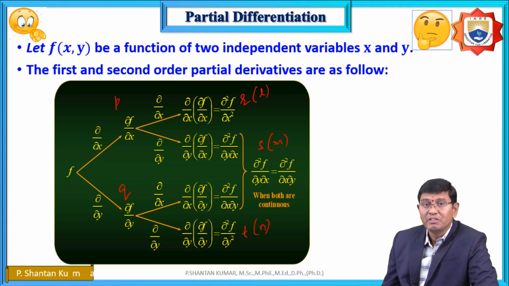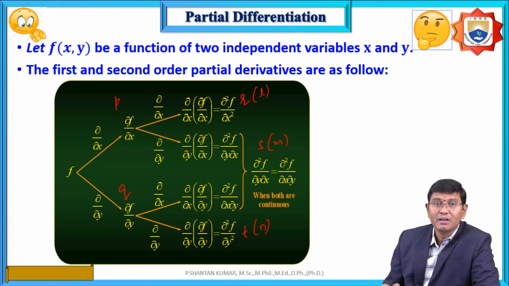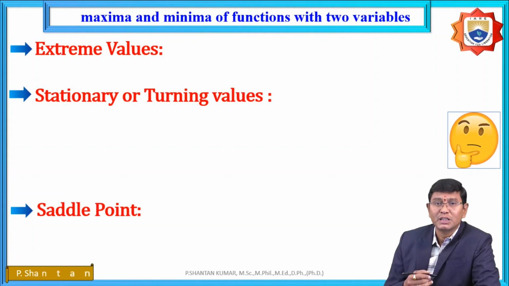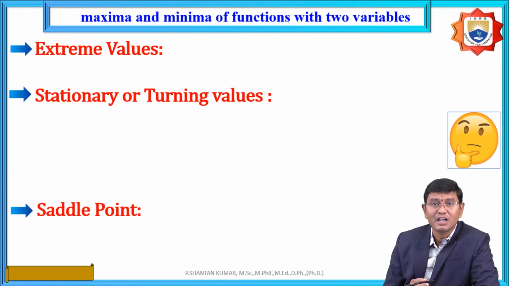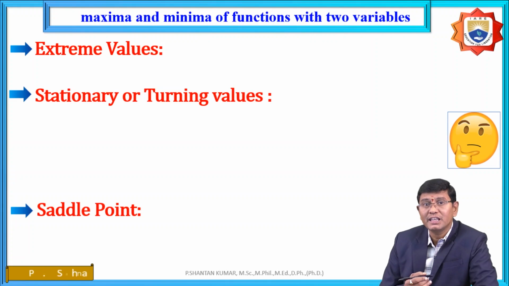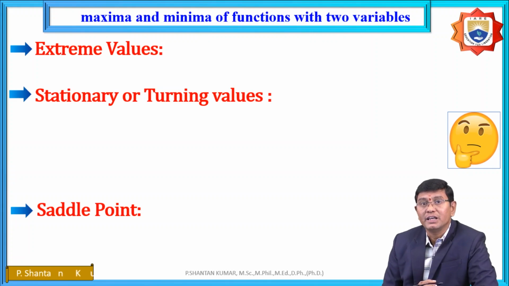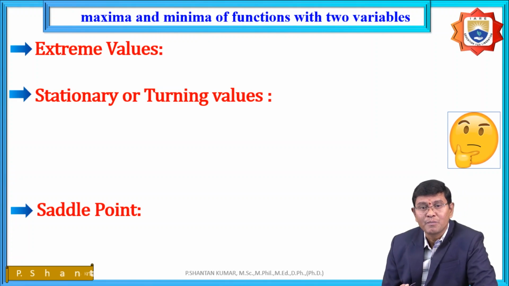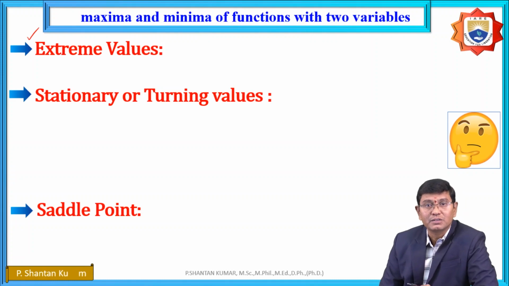And now we need to discuss briefly how to find the maxima and minima of the given functions. Before discussing the maxima and minima, we need to recall some basic points: what is the meaning of the extreme value, what is the meaning of the stationary or turning value, and what is the meaning of the saddle point. Based upon these three different terms, we need to discuss briefly the maxima and minima of the functions. First of all, the extreme values.